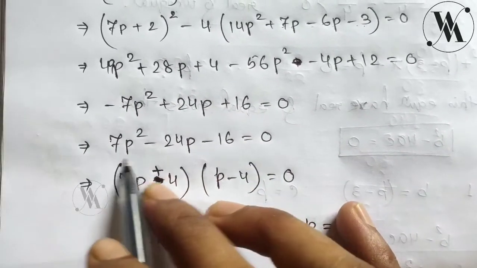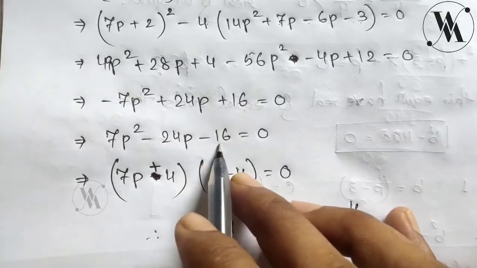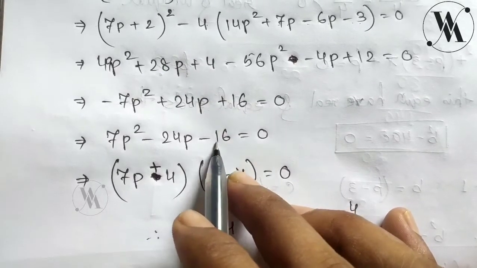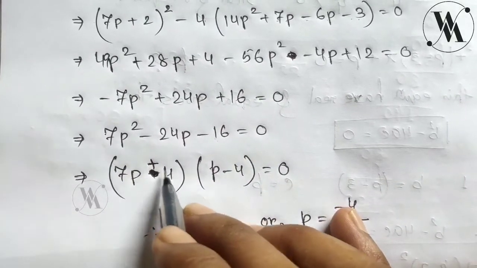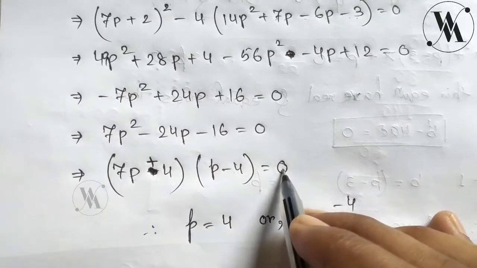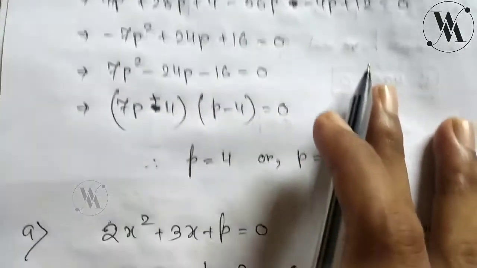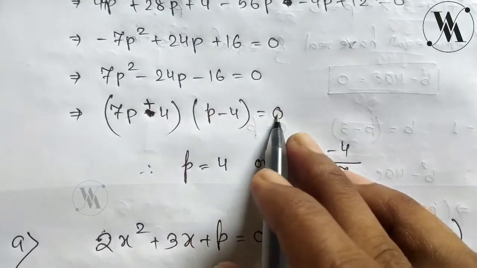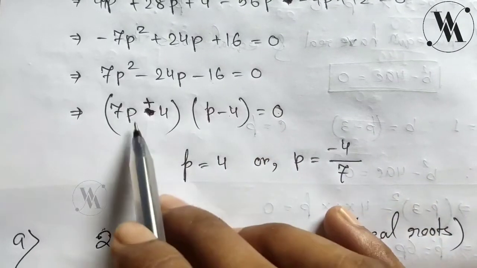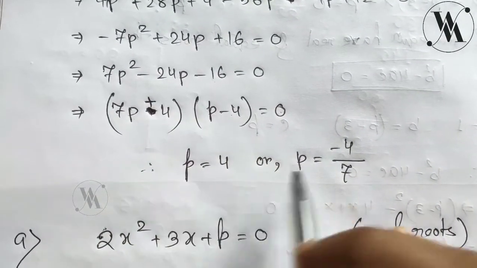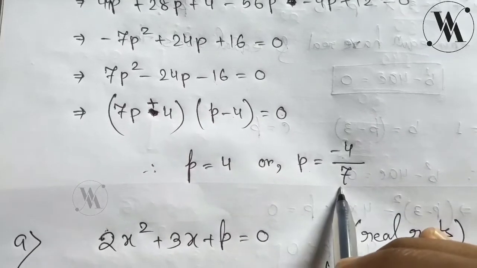0. And now we can solve this quadratic equation by the middle term factorization method, and we get (7p plus 4) into (p minus 4) equal to 0. So from that, either p minus 4 equal to 0, so p equal to 4, or 7p plus 4 equal to 0, so p equal to minus 4 by 7.